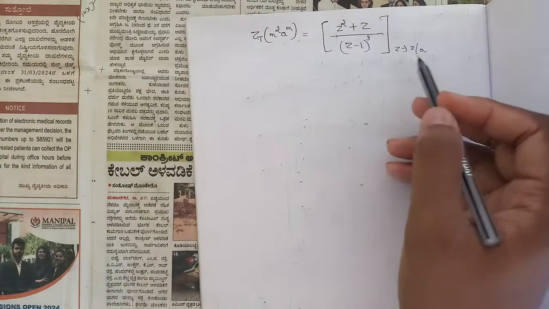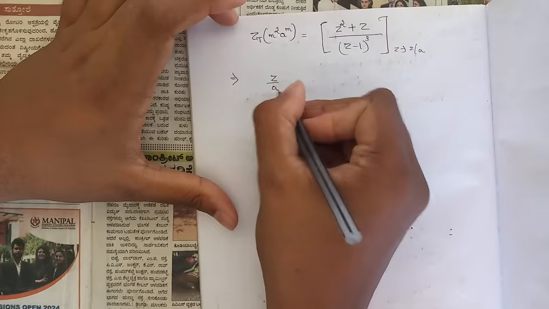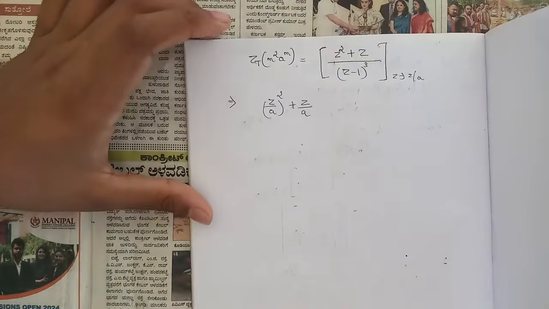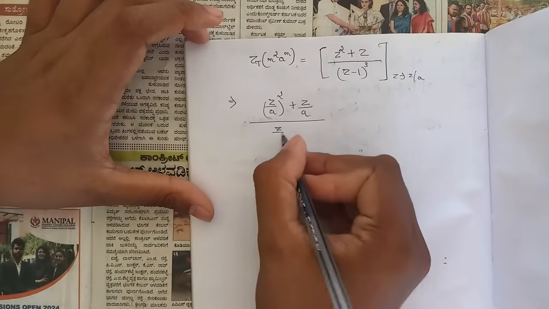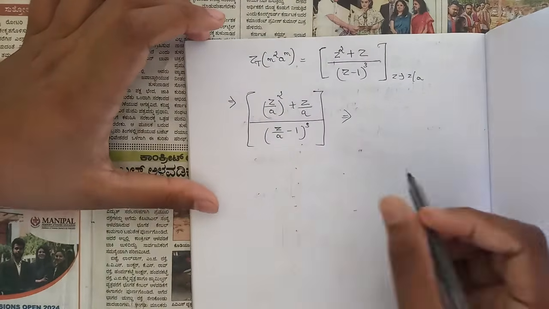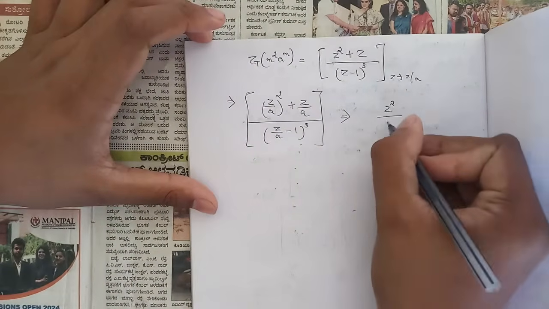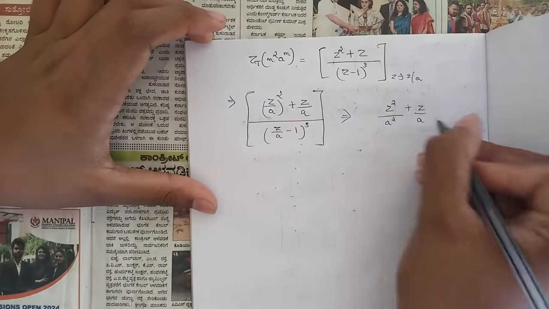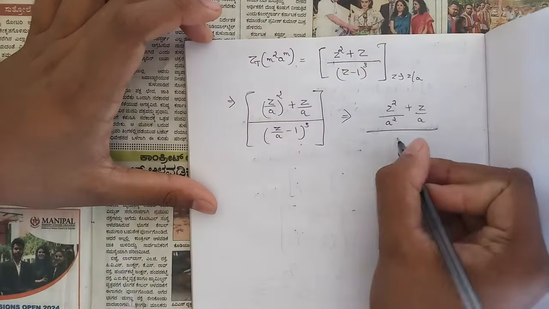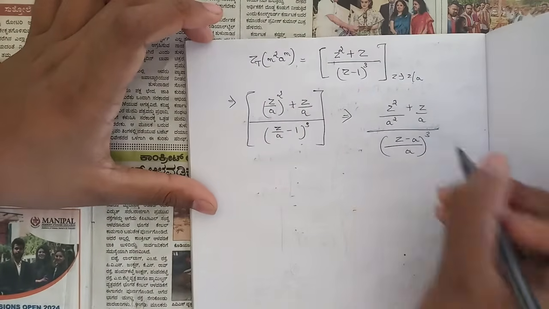Now here the same thing, we need to replace all the values of z by z by a. So this becomes (z by a) whole square plus z by a, divided by (z by a minus 1) whole cube. Now we just need to simplify this. Let's take the power outside, that is z square by a square plus z by a divided by, now we can take the LCM inside the bracket. So what does it become? (z minus a) by a the whole cube.